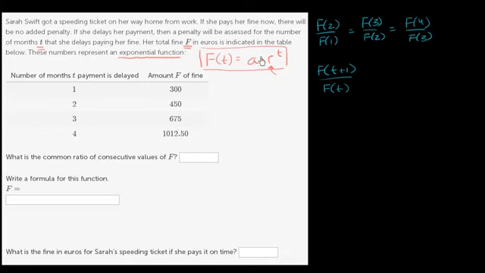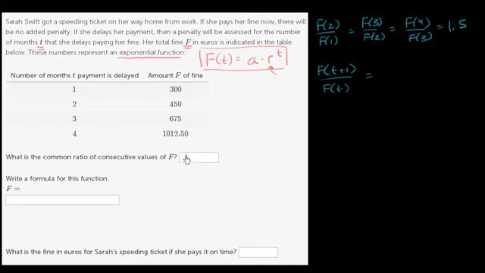So let's see what that is. If we just look at the form, what's the ratio of f of 2 to f of 1? 450 divided by 300, well, that's 1.5. 675 divided by 450, that's 1.5. 1012.5 divided by 675, that's 1.5. So the common ratio in all of these situations is 1.5. So the common ratio over here is 1.5.